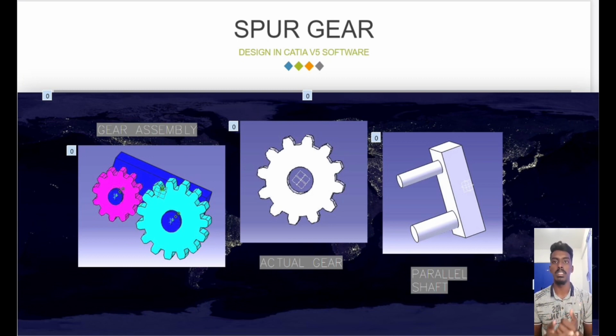The second one is the actual gear. As you can see, there is a gear with a number of teeth and a decent diameter. The last one is the parallel shaft. It holds both gears when they are rotating. I think that's all from me.